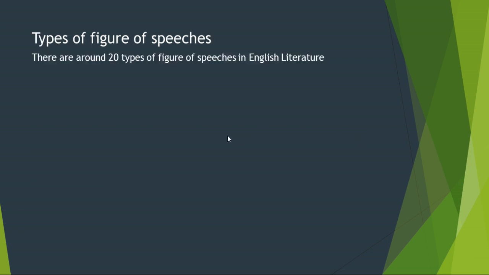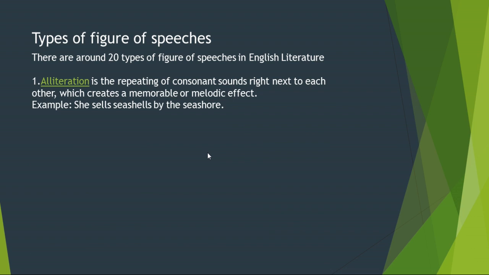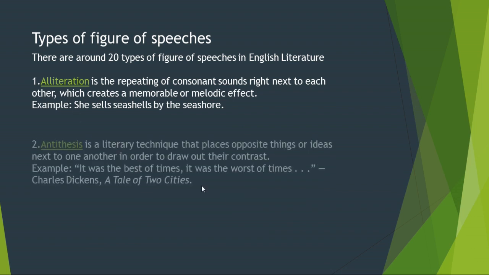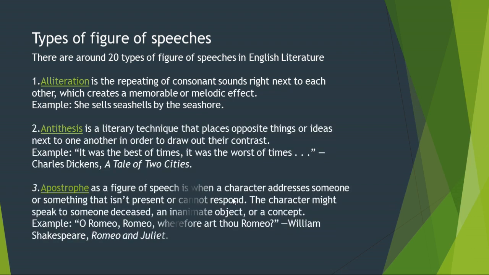Types of figures of speech. There are around 20 types of figures of speech in English literature, such as alliteration, antithesis, apostrophe. Alliteration is the repeating of constant sounds right next to each other, which creates a rhythmic or melodic effect.